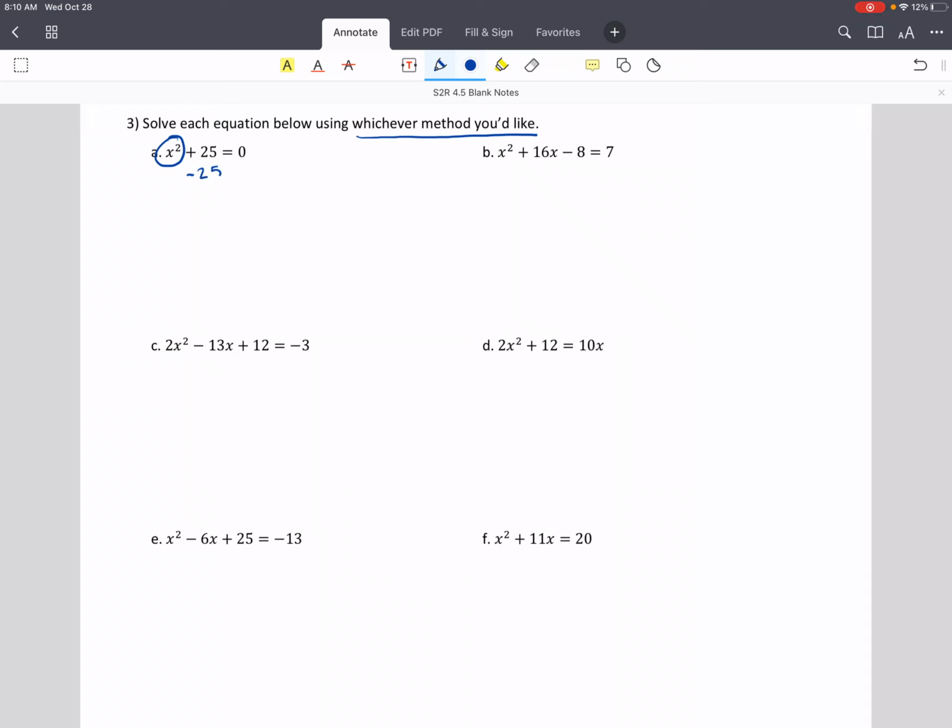And so I'm just going to subtract by 25. And now I can square root it. Plus or minus, the square root of 25 is 5, but it was a negative, so it's imaginary. So yeah, x equals plus or minus 5i. If you wanted to write that as two answers, it'd be 5i and negative 5i.